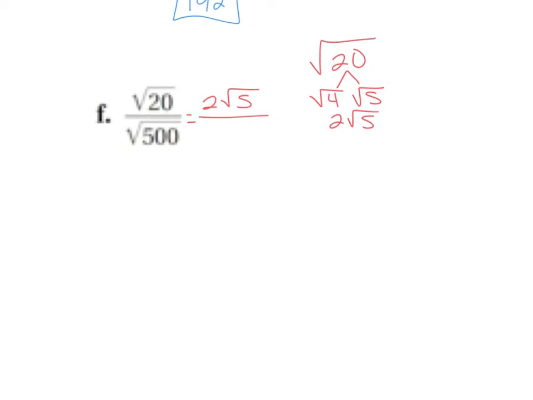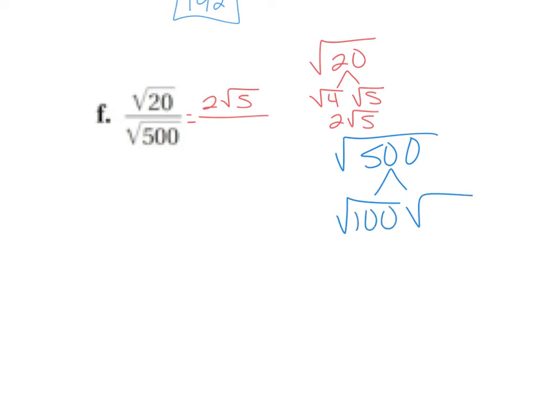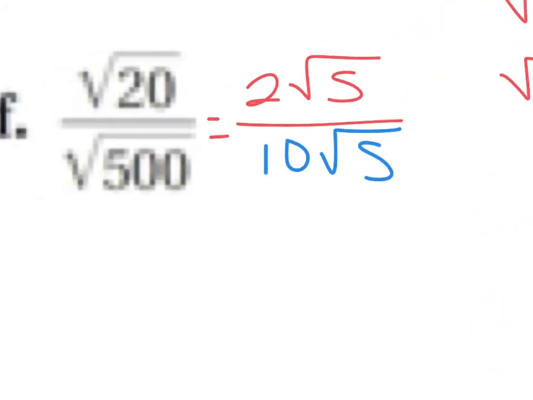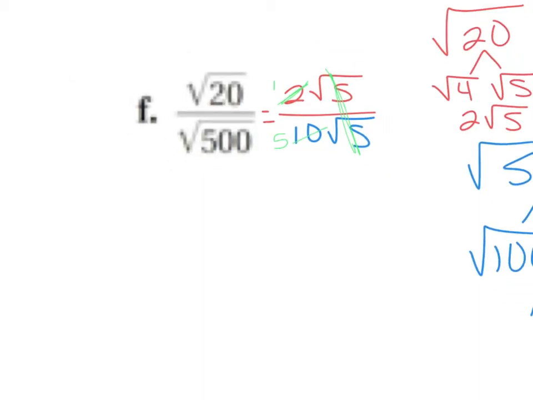Then let's do 500. So 500 breaks up into 100 times 5. So square root of 100 is 10. So we have 10 square roots of 5. All right, so now look how nice this cleans up. Your square roots cancel, and you have 2 and 10, which you can divide both of those by 2. So that turns into 1. That turns into 5. So your final answer on this is 1/5.